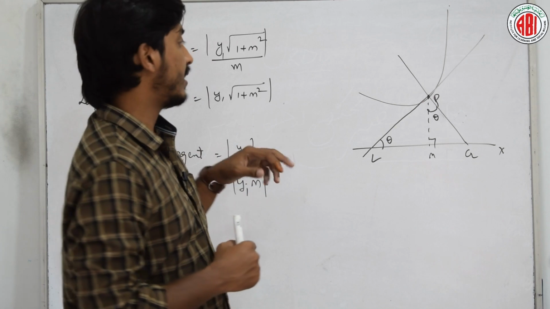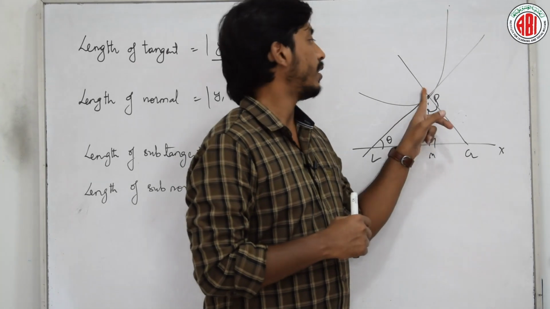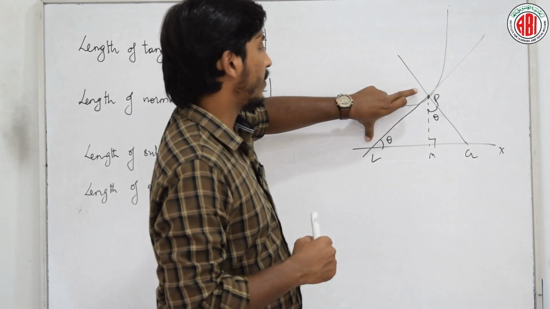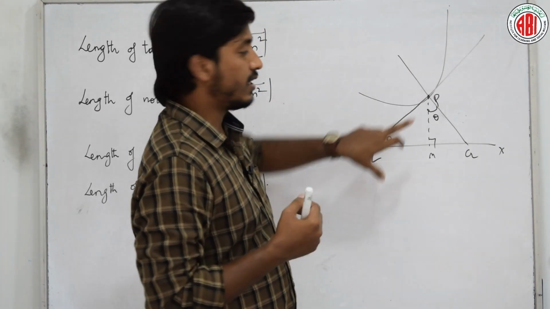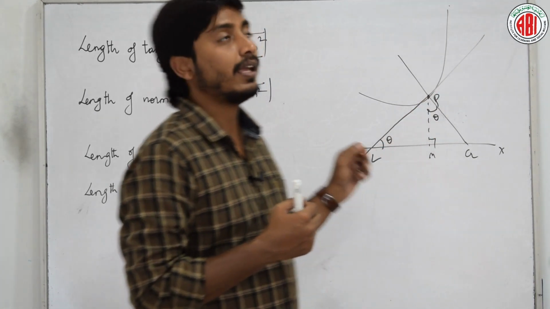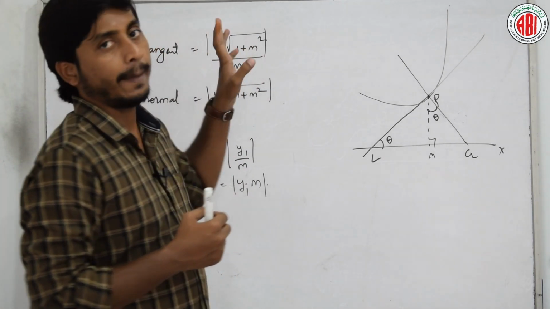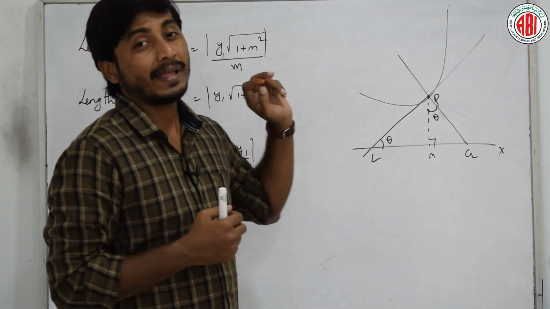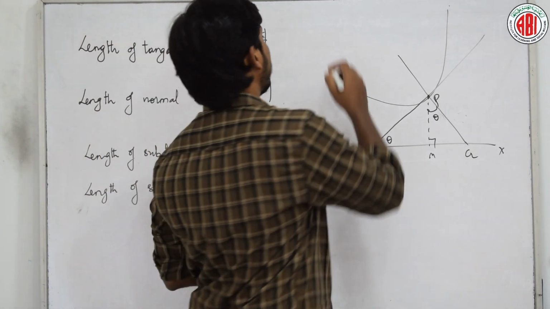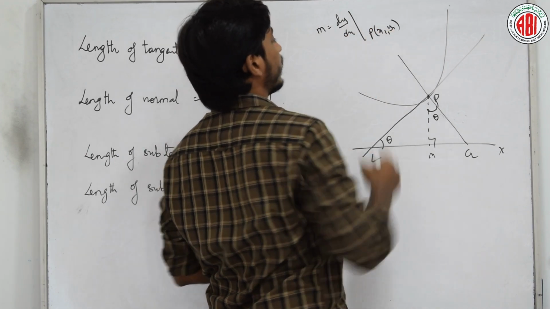Okay, just tell me, what is a tangent? A tangent is a line which touches the curve at one and only one point, right? That point is called the point of contact. Then what will be the length of the tangent? It will be this PL. If I draw a tangent from a point L, then the distance between P and L will be my length of tangent, which is given by this formula, y1 into under root of 1 plus m square by m. What is this m? m is the derivative of that function. Yes or no? m is nothing but dy by dx at that particular point x1 comma y1.